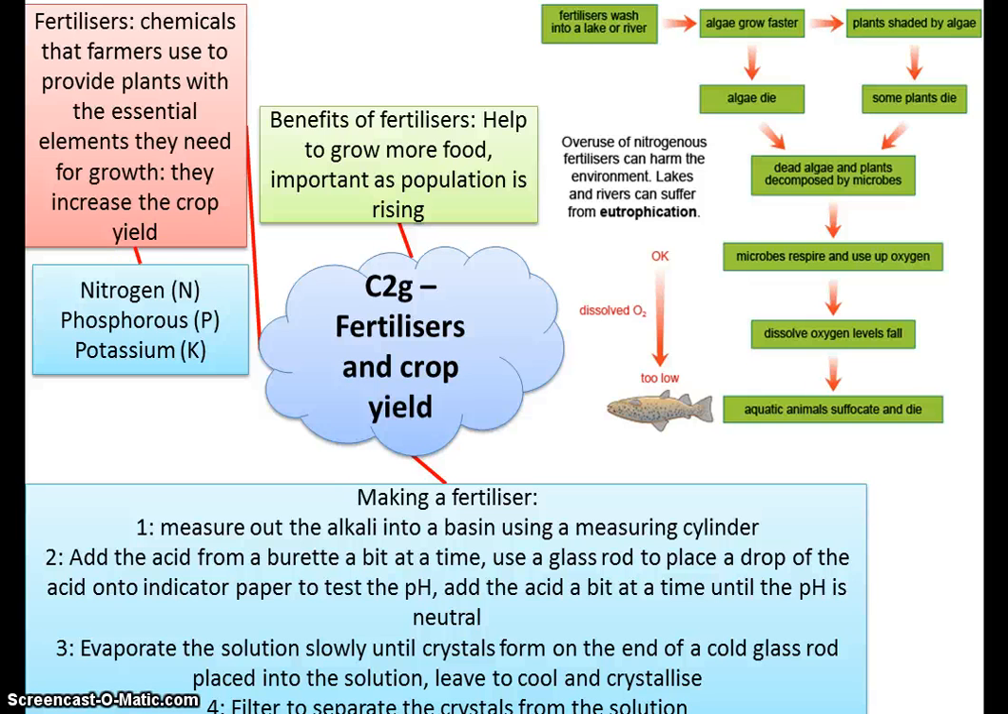Once you've done that, you can pour your neutral substance into an evaporating basin. You can evaporate the water out of it, and then you'll be left with your salt crystals. That is your fertiliser. Again, that could well be one of those 6-mark questions, so make sure you know that procedure well.